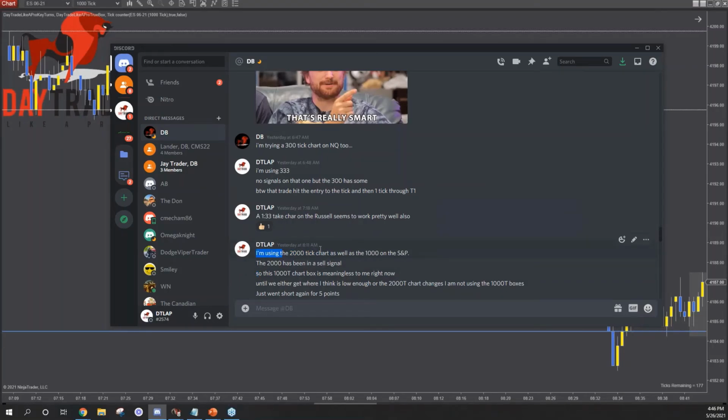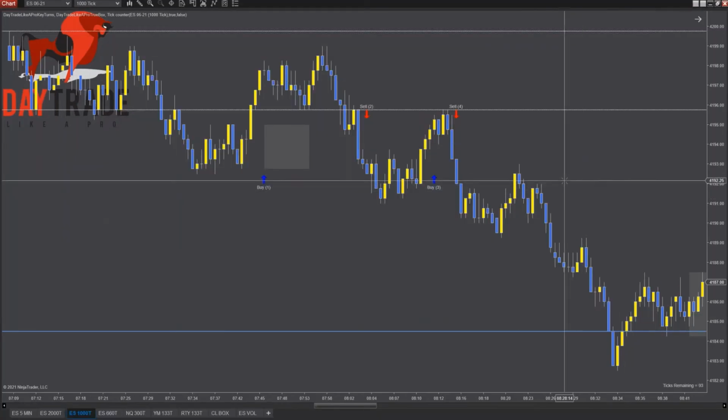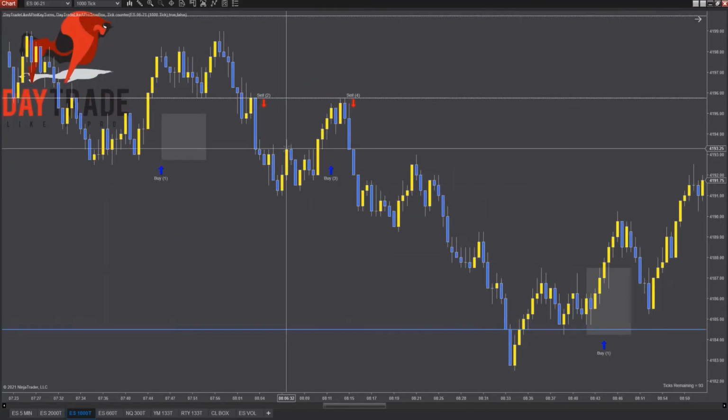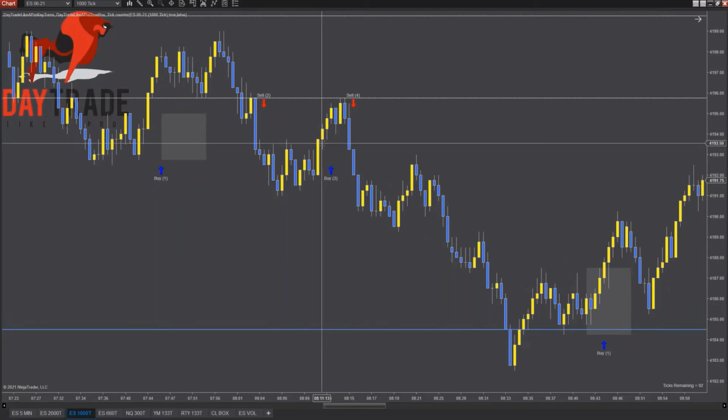I said I'm using the 2000 tick chart. There's a sell signal, so the 1000 chart box is meaningless right now until we either get where I think is low enough or the 2000 chart changes. I'm not using the 1000 tick chart boxes. Okay, so that was a message that I had with David back and forth. And then what happened? That was at 8:11, so that's somewhere around here.